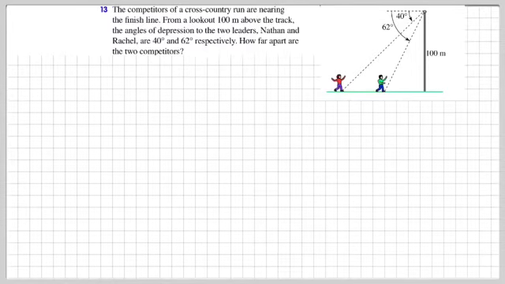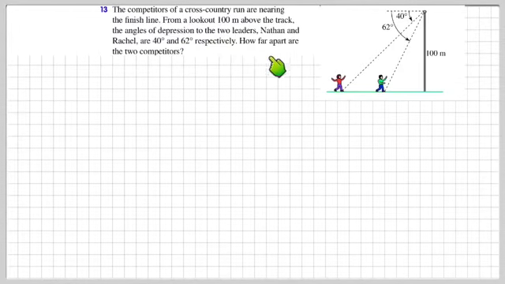This one looks like an angle of depression one, doesn't it? So what do we got here? The competitors of a cross-country run are nearing the finish line. From a lookout 100 metres from the track, this one here, that's the lookout. So someone is looking down. The angles of depression of the two leaders, Nathan and Rachel, are 40 and 62 degrees respectively.